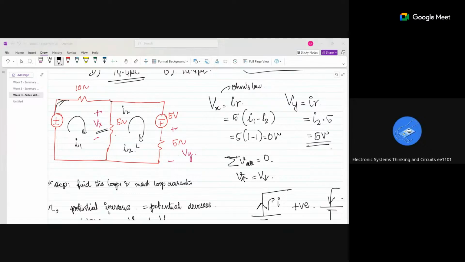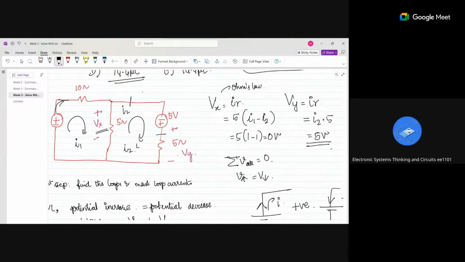Can we use KVL up to a point in between the loop? In a complete loop, we know that the sum of all the potentials is equal to 0. But if I want to go up to a point, not the complete loop, can we apply KVL? You want to use it from this point till this point, like that?